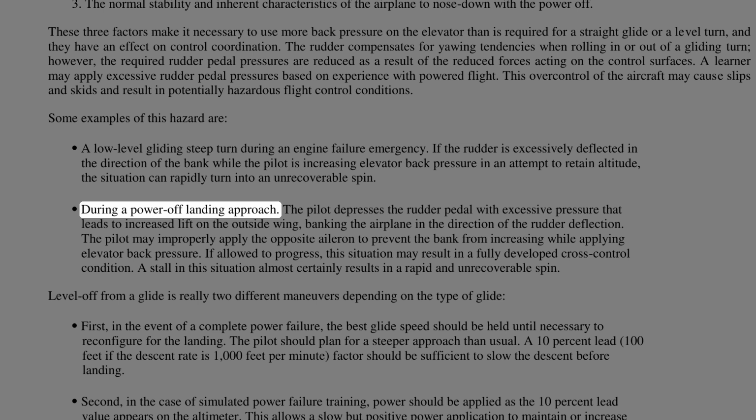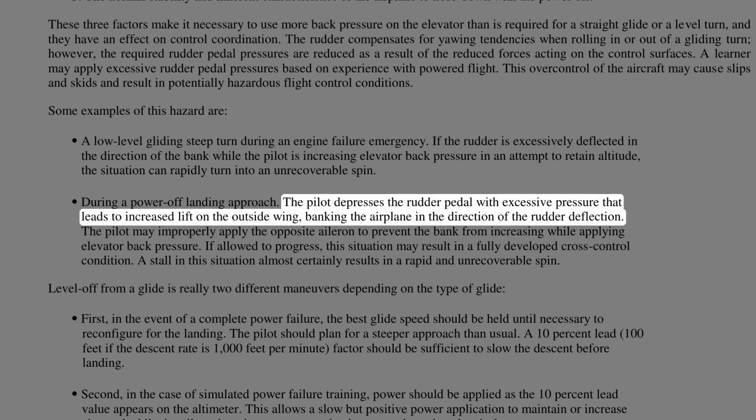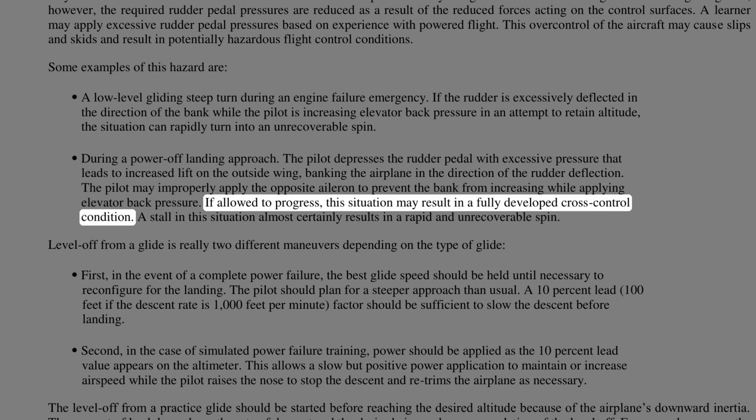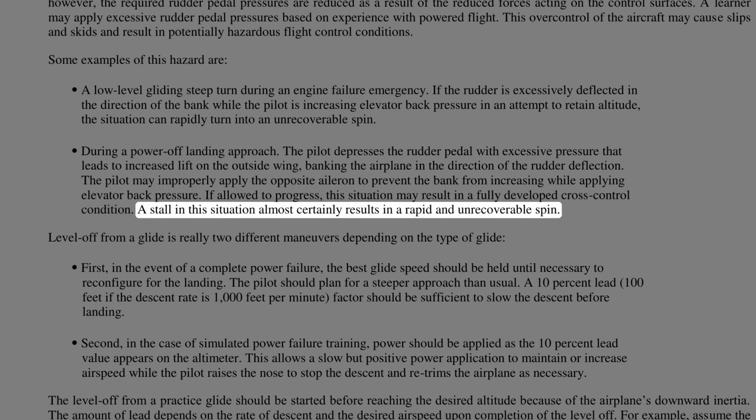During a power-off landing approach, the pilot depresses the rudder pedal with excessive pressure that leads to increased lift on the outside wing, banking the airplane in the direction of the rudder deflection. The pilot may improperly apply the opposite aileron to prevent the bank from increasing while applying elevator back pressure. If allowed to progress, this situation may result in a fully developed cross-control condition. A stall in this situation almost certainly results in a rapid and unrecoverable spin.